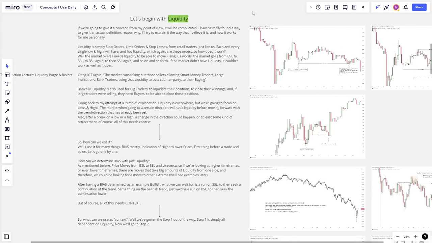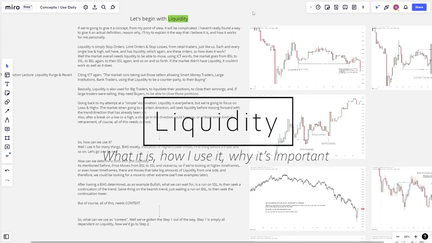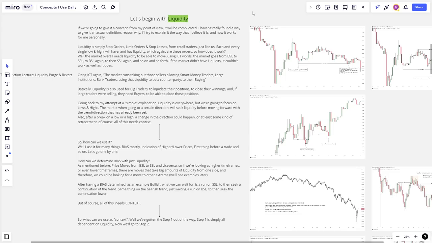All right, so let's begin with liquidity. As I mentioned in the introduction, it's going to be complicated for me to teach some of the concepts because I don't really understand how they work. I just know how to use them. If I'm going to give it a concept from my point of view, it will be complicated and I haven't really found a way to give it an actual definition.